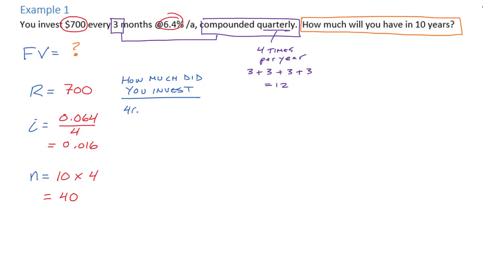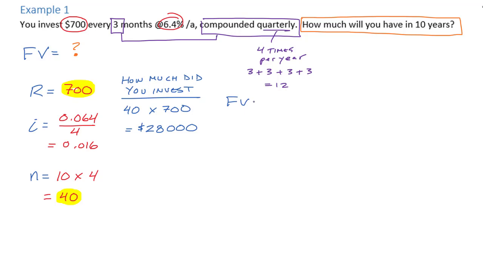Well, we made 40 payments. We did it 40 times for 10 years, 4 times a year. We invested $700 each time. So what's 40 times 700? We can calculate that easily. We don't need a special formula. We've invested $28,000 so far. Now, the annuity formula is going to tell us how much the interest we make is plus the $28,000.